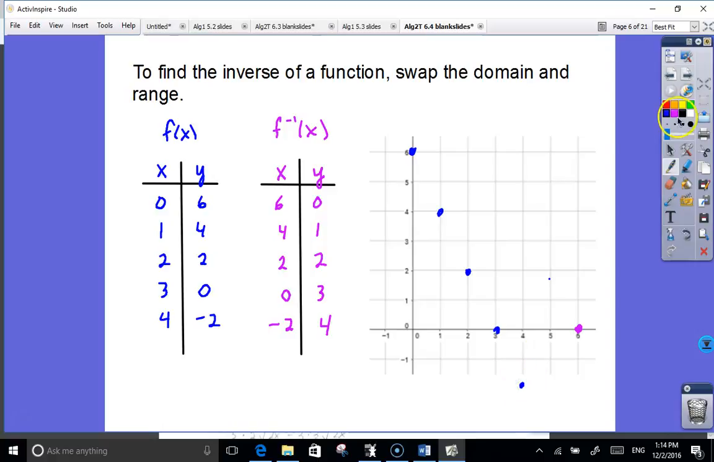Okay, I'll plot the other points now. 6, 0, 4, 1, 2, 2, 0, 3, and negative 2, 4, like right there. Now, normally, if you're given a set of points, you don't assume that they mean that you're supposed to connect them all, but I'm going to connect them just because it makes what we're supposed to understand about the graph look better.